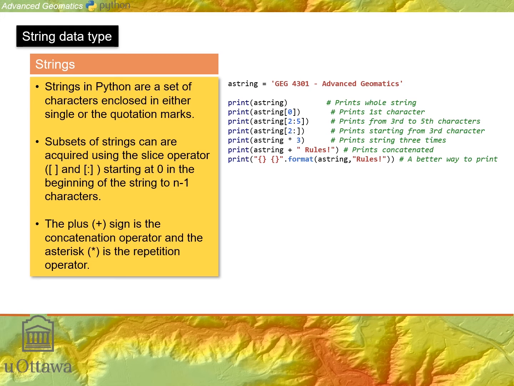And you'll notice that we have two ways to concatenate strings. Concatenate just means put together. One is to add strings together with the plus sign. The second way is to use a format statement of a string. So format is a method of any string object.